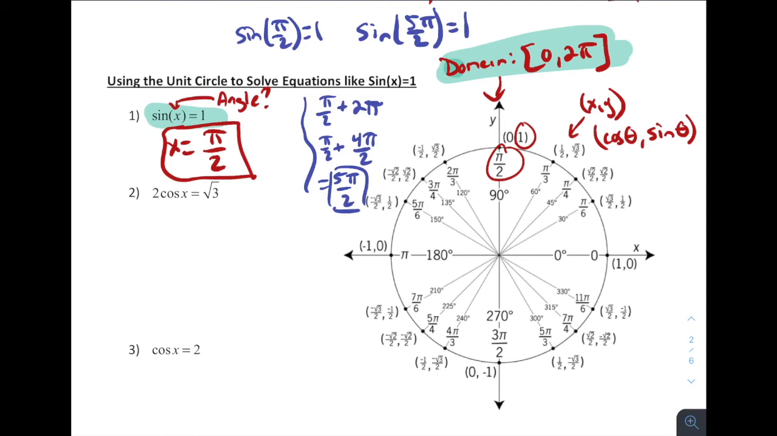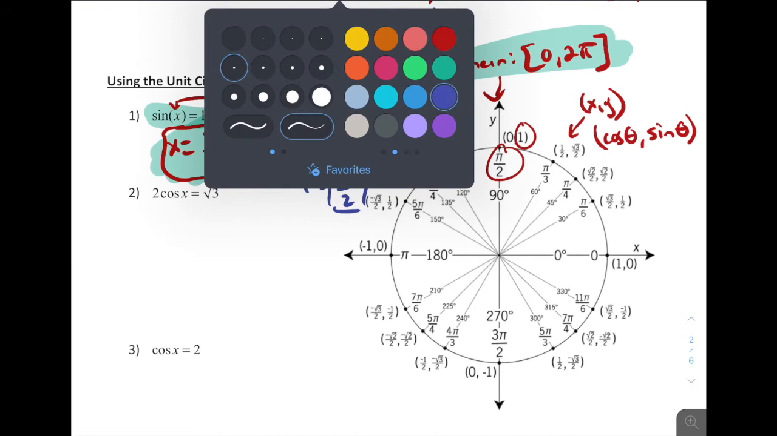But if we're thinking about just the unit circle, this would be totally acceptable for our answer, just x is equal to pi over 2. Cool. What about this one?